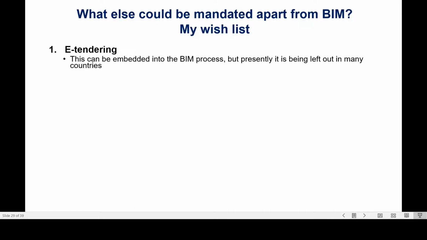For example, why not mandate e-tendering? The tendering process, why can it not be electronic and mandated? It's not just because of the lockdown of COVID-19 and remote and online working. No, e-tendering has been around for almost two decades or more. In some places, it is gradually being implemented as part of BIM processes, but it has stood alone as an independent approach or process.